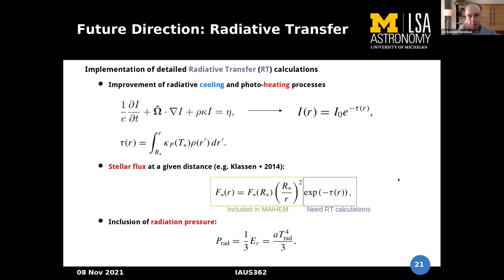But because in the expanding wind region we have low density, our current assumption is correct. For high density, this assumption is not correct.